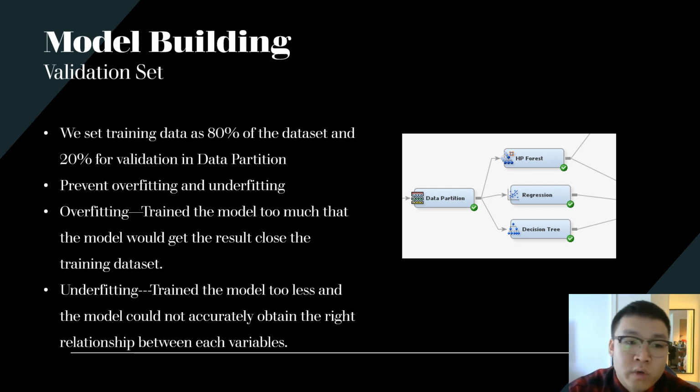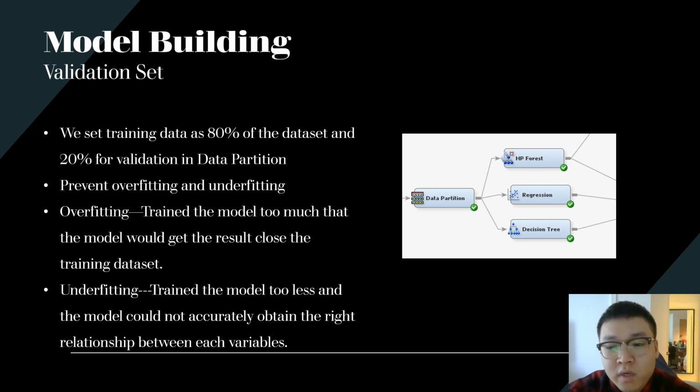So before we do any model building, the first thing we have to do is create a validation set, which we can do in the data partition node in SAS Miner. First, we set the training data as 80% of the entire dataset and 20% for validation in the data partition. By doing this, we can prevent overfitting and underfitting of the models.